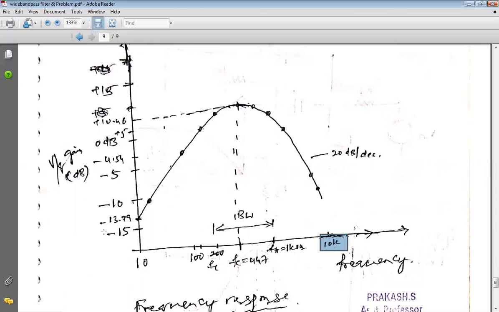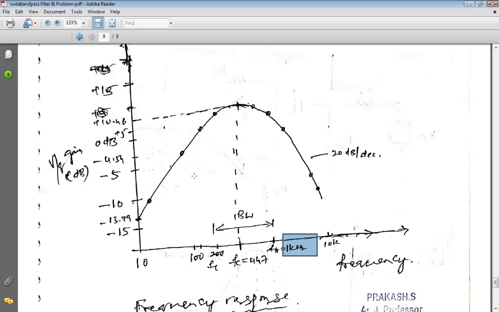Here I have taken minus 15 decibels, minus 13.99 decibels. Next, minus 10 decibels, minus 5 decibels, minus 4.57 decibels. Wherever the points are, I get the corresponding values, and I have taken those values and indicated them here. Next, plus 10.46 decibels. I have taken all the values and drawn from 200 hertz to 1 kilohertz.